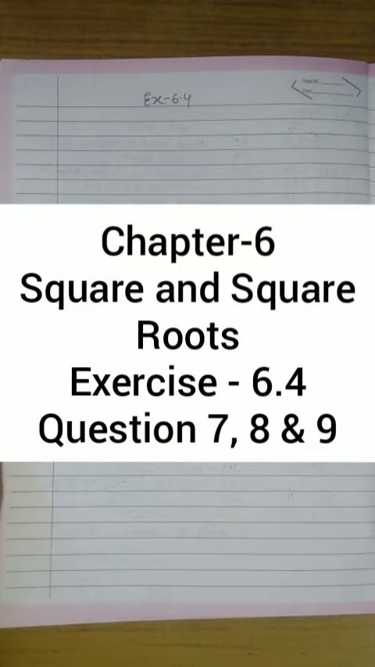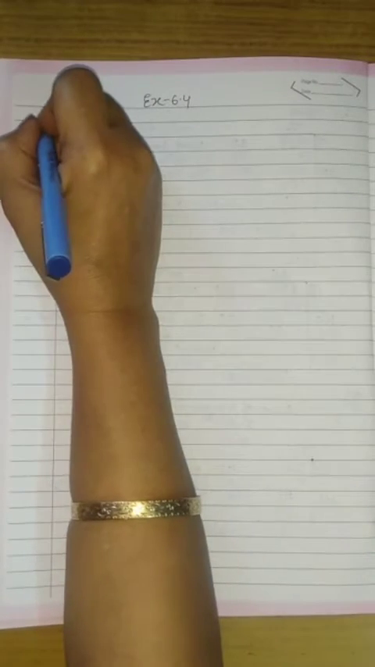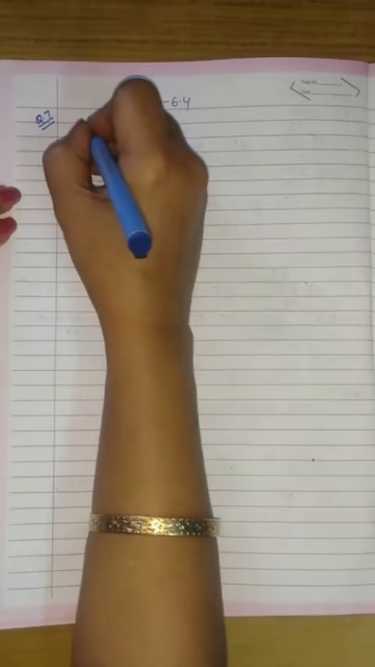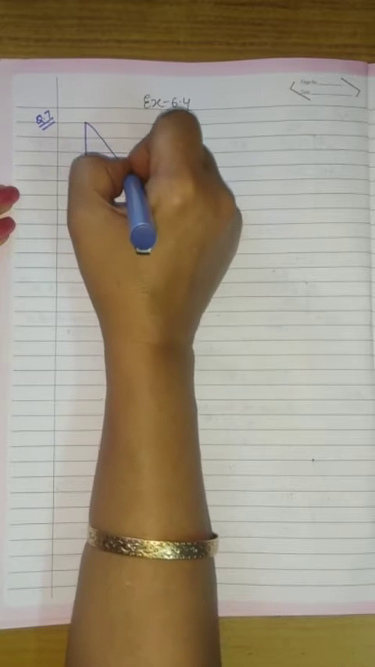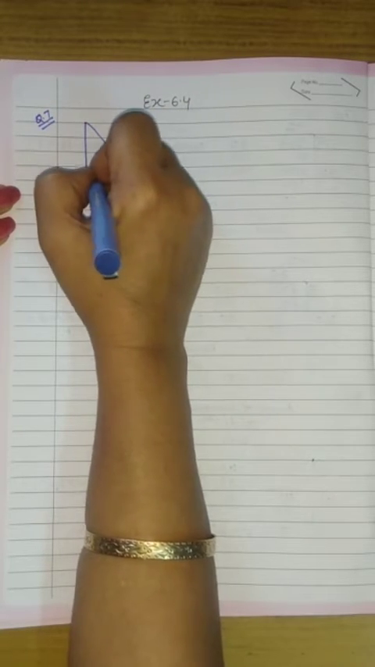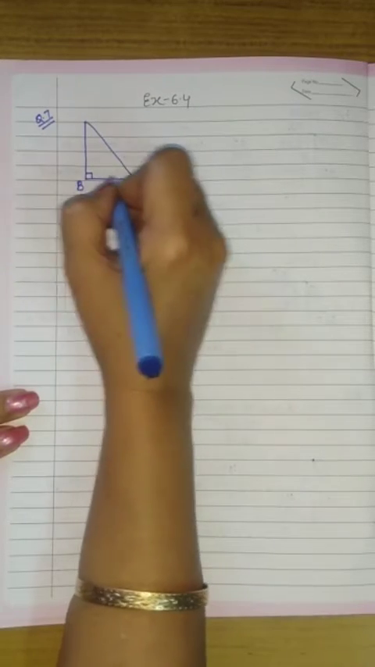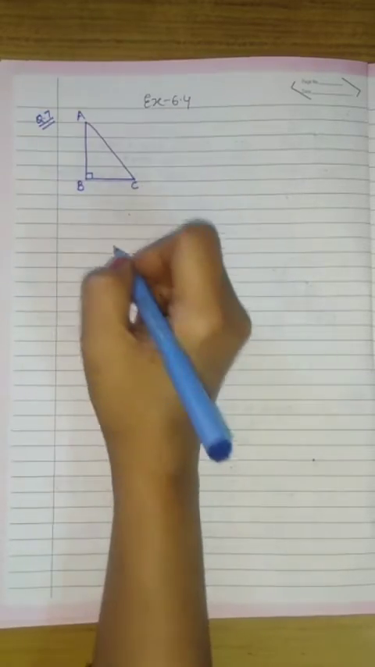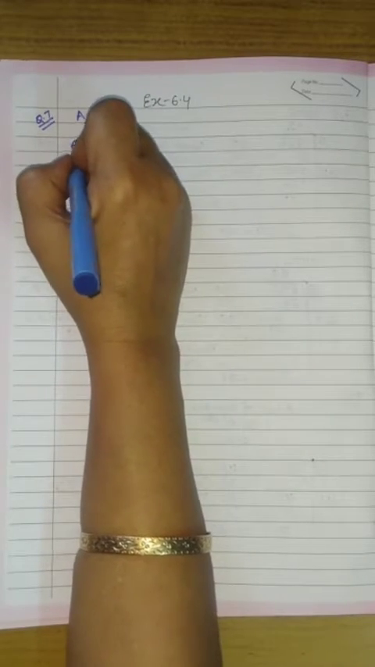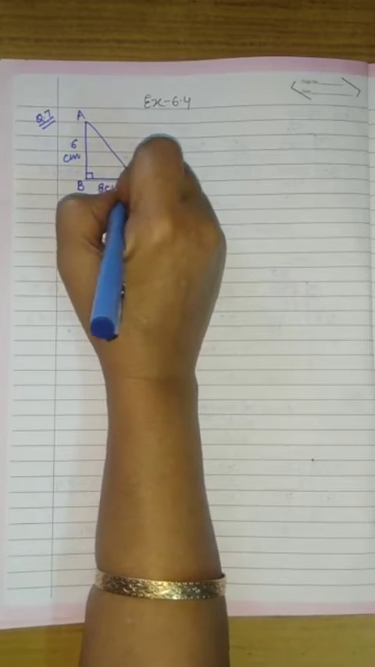Dear students, I am going to start question number 7 from exercise 6.4. In a right angle triangle ABC, angle B is equal to 90 degree. Means we are given a right triangle ABC in which angle B is equal to 90 degree. We are given AB is 6 centimeter and BC is 8 centimeter. Now we have to find AC, means AC is not given and we have to find it.